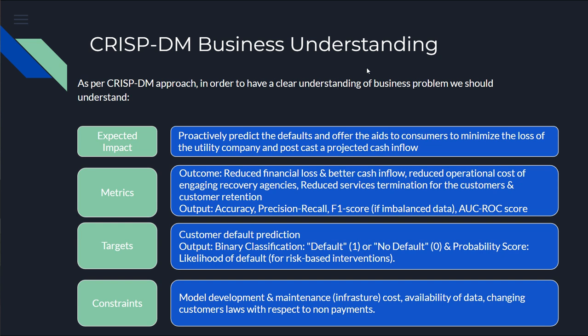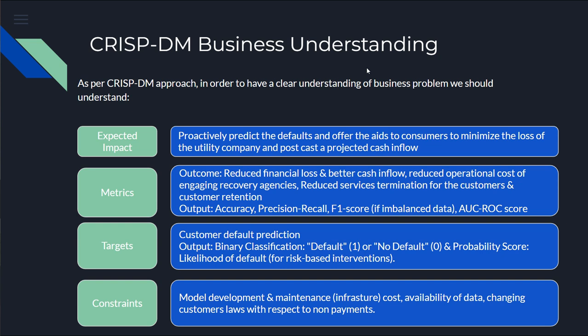So in this series of questions, another one is expected impact. What's the expected impact of this model? Proactively predict the default and offer aid to customers to minimize the loss of the utility company, and forecast a projected cash inflow. They can make a projection if they know what amount of value will be coming in.